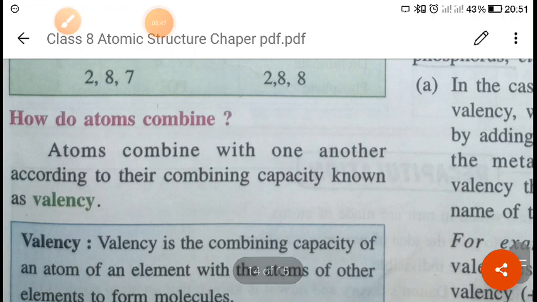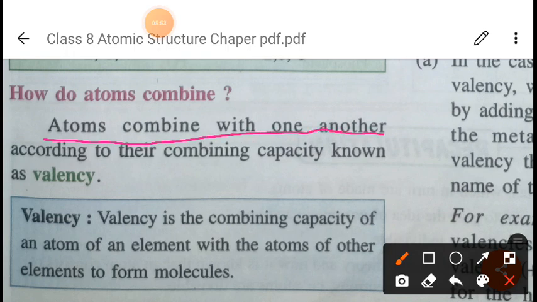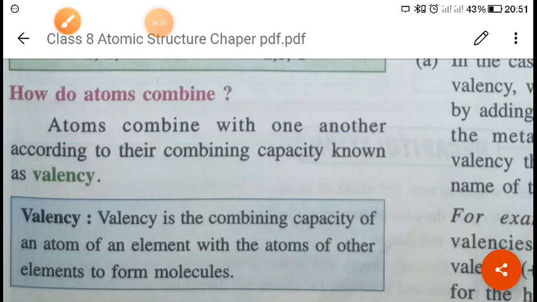Now next is, how do atoms combine? We know that atoms combine with one another according to their combining capacity, known as valency. We discussed valency in detail in the previous lecture, right? Valency is the combining capacity of an atom of an element with an atom of another element to form molecules, okay? We will discuss this in detail now.